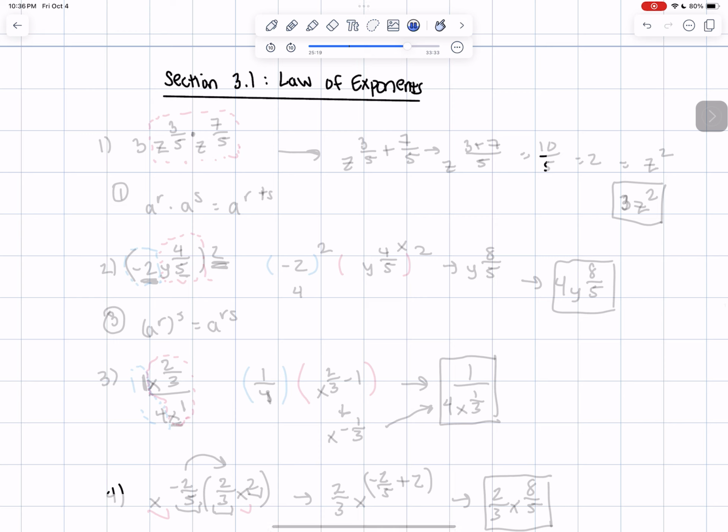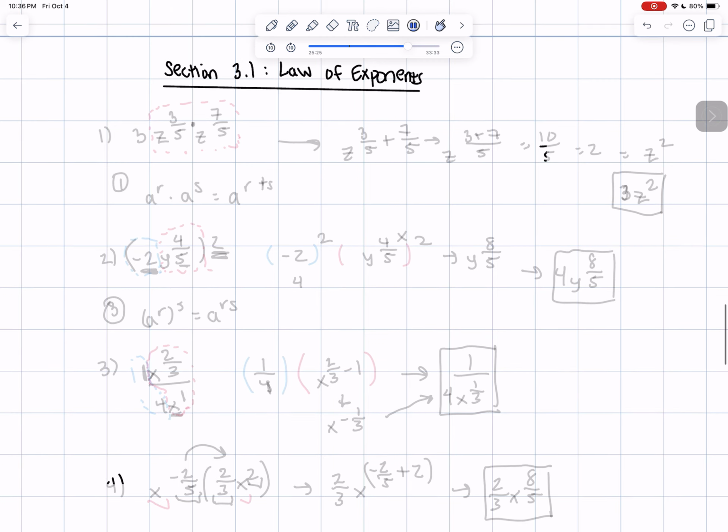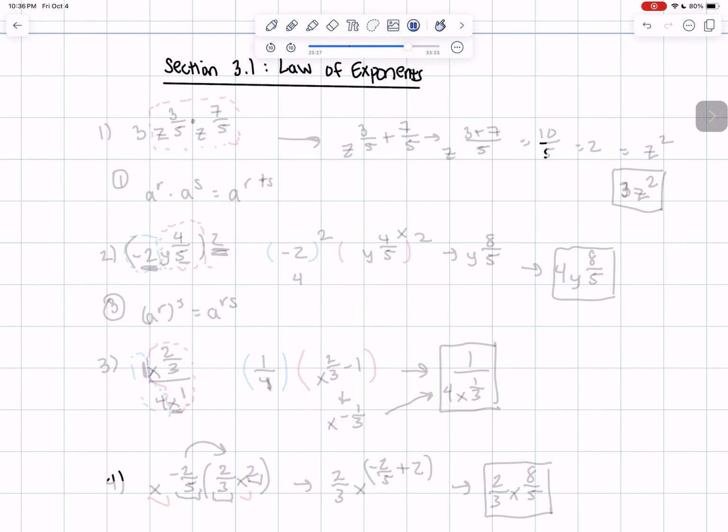Okay, so this is video 3 of the 3.1 series. This one is going to be on the law of exponents. So this is using our properties of exponents table that we've already been using. So let's start with the first one.